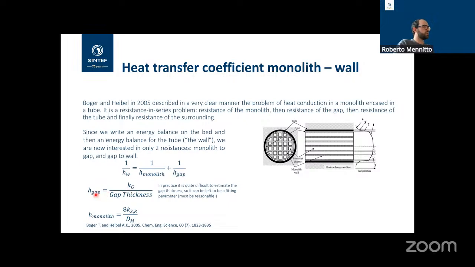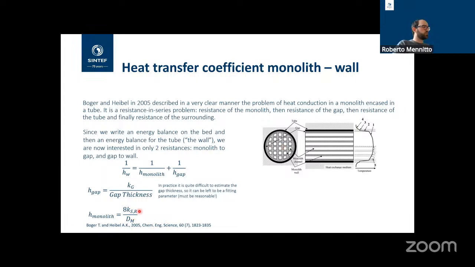The one for the gap of air is easy to write because it's the thermal conductivity of the gas that is inside the gap over the gap thickness. And when we use this gap thickness, we could fix it sometimes because we know how many millimeters or microns are between a wall and a monolith, but I would suggest to relax this fixing a little bit. If you want to fit a temperature gradient, you can just relax this gap thickness. For the other one, the heat transfer of the monolith, they say, okay, for a cylindrical monolith, it can be written as 8 times the radial thermal conductivity of the monolith over the diameter of the monolith.